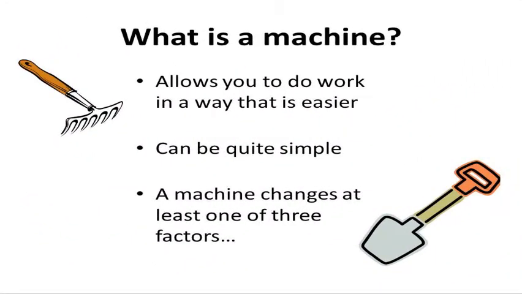What is a machine? It allows you to do the work in a way that is easier. It can be quite simple. A machine changes at least one of three factors. So guys, simply put, a machine can be anything that makes our work easier.